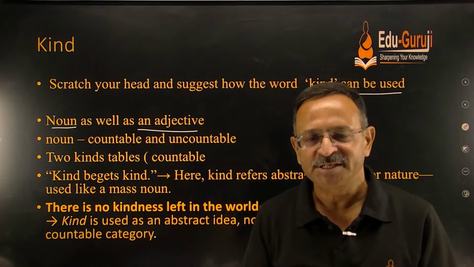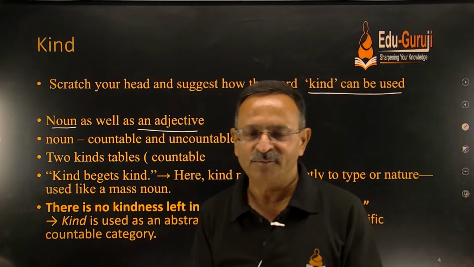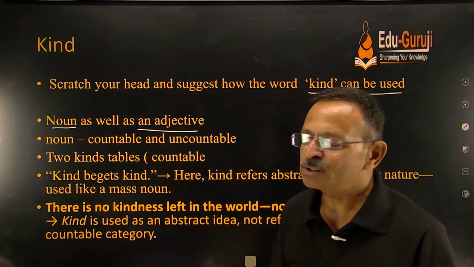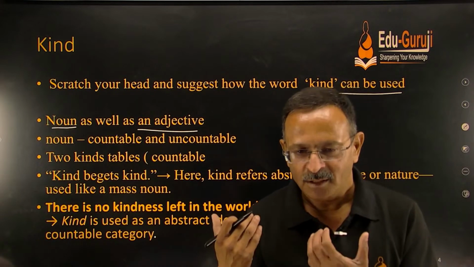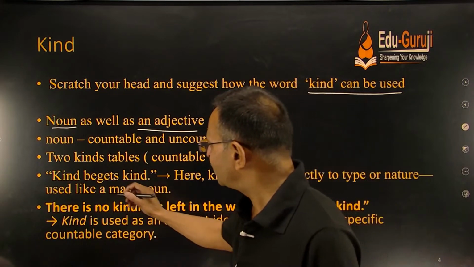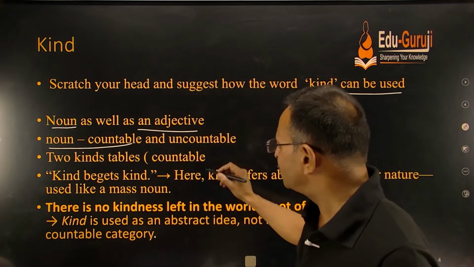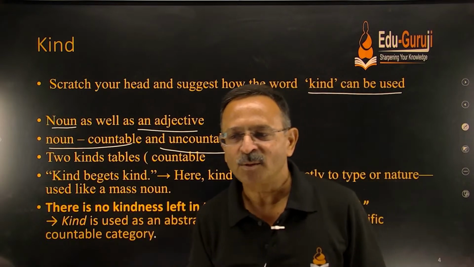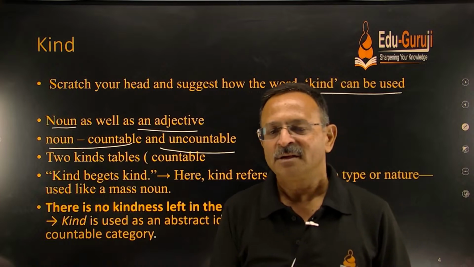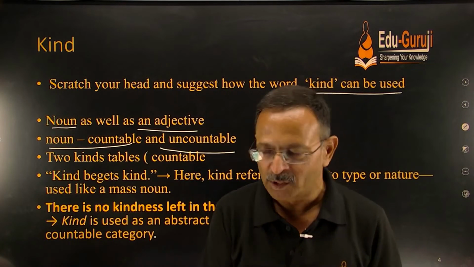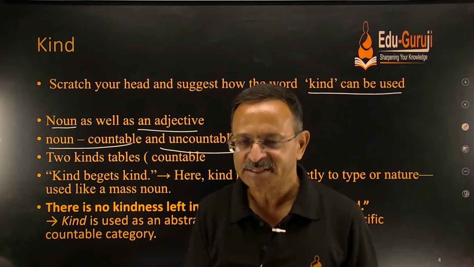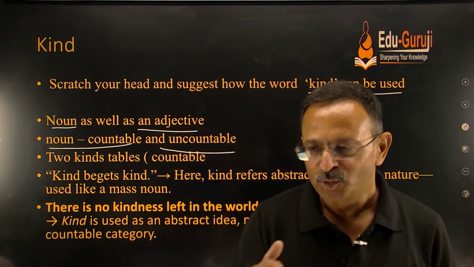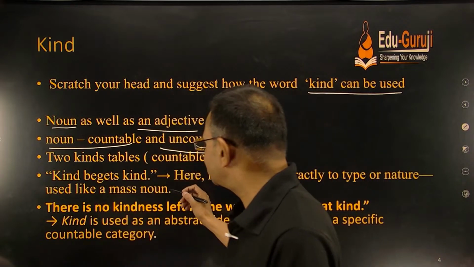Kind is generally used as an adjective, as most of you must be aware, but it is also used as a noun. Let's see how it is used as a noun. It can be used as a countable and uncountable noun. When we talk about a countable noun, it should be singular or plural, so kind can be used in both senses. So let's see how it has been used.